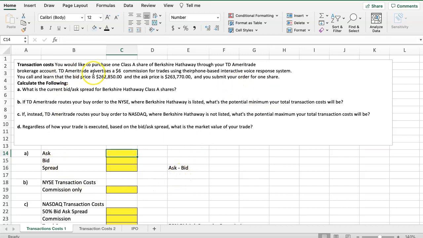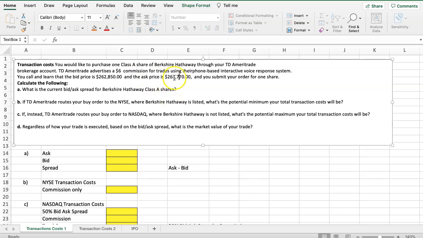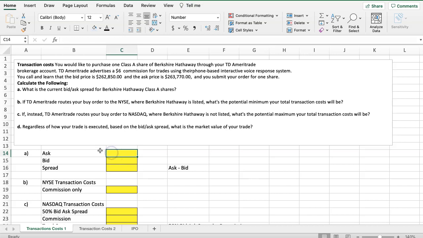This first one is looking at purchasing Berkshire Hathaway stock with a $6 commission for the trade, buying one share, and having a bid and an ask of 260,000 plus. Berkshire Hathaway is a very large share price, about that much, so it's actually larger today. To calculate the bid-ask spread, this is simply entering in the ask price, which is up here, and then the bid price, and then finding the difference of the two, which would be 920. So that would be the spread.